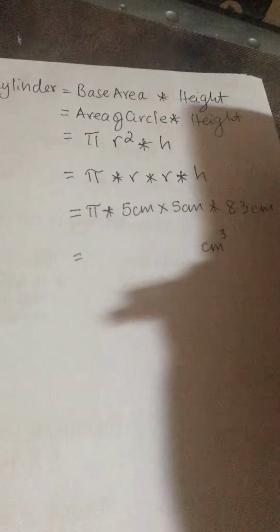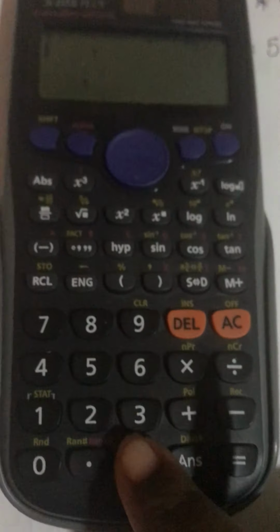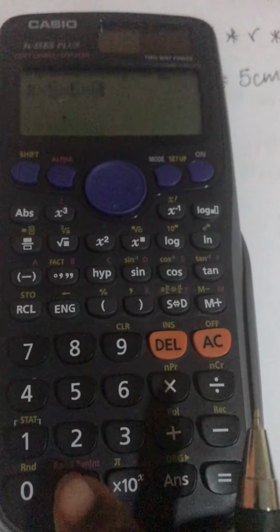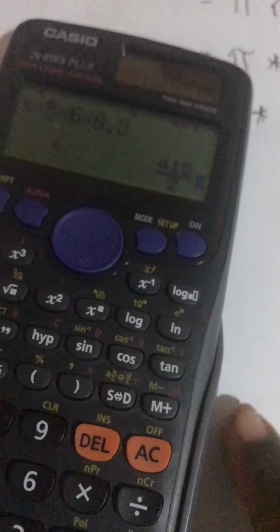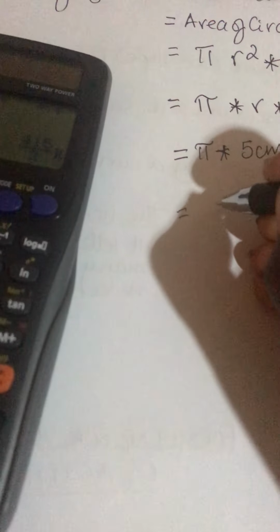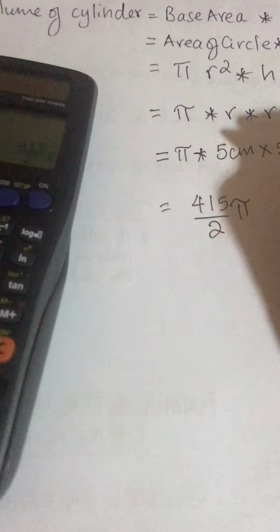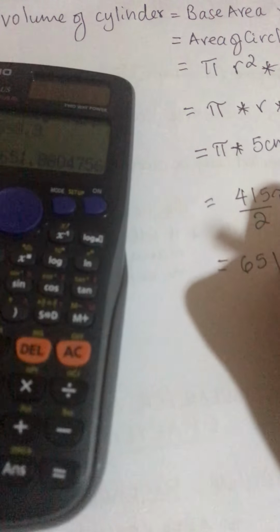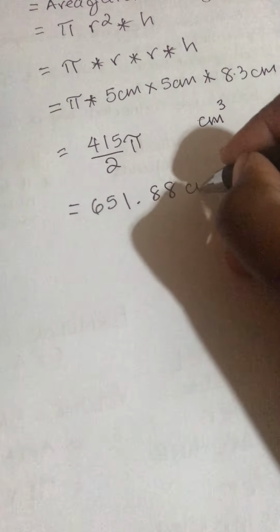Now, in your calculator, you will put shift pi times 5 times 5 times 8.3, and you will get that, okay? So you can write your answer like that, 415 over 2 pi, and then you will press SD to get the decimal, and you got 651.88, and then write your units.